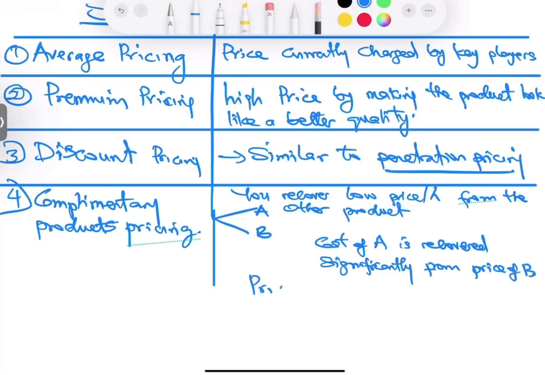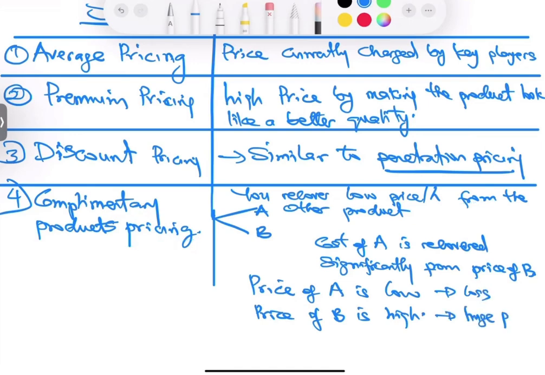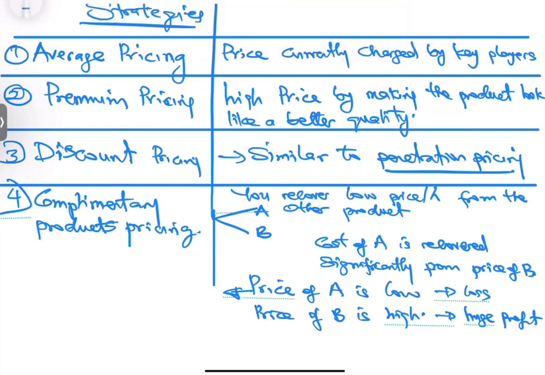So the price of A is low, whereas the price of B is high. So A will be making a loss. This will be making huge profit. So this is your trap. That's the entry point. This is where you lock the customer. Once they buy A, they must buy B. Any question?